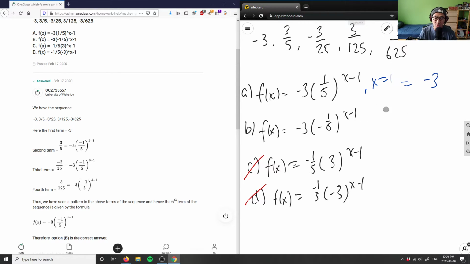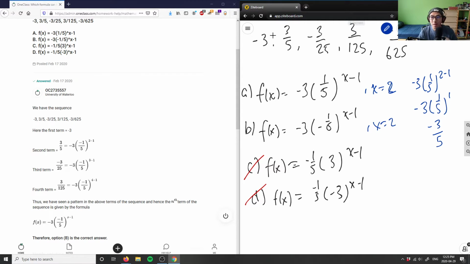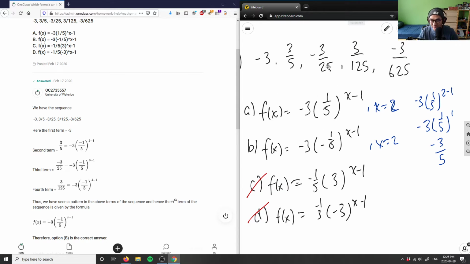So, which means these two solutions are correct. So I would have to basically move on to x equals 2 to figure out whether A is correct or B is correct here. So x equals 2 would give me negative 3 times 1/5 to the power of 2 minus 1 here. Negative 3 times 1/5 to the power of 1 here. And then we get negative 3 times 1/5, so it would be negative 3 over 5 instead of positive 3 over 5 here. So which means A here is wrong and B here is correct. So this is my fault, sorry. So A here is wrong and B here is correct here.